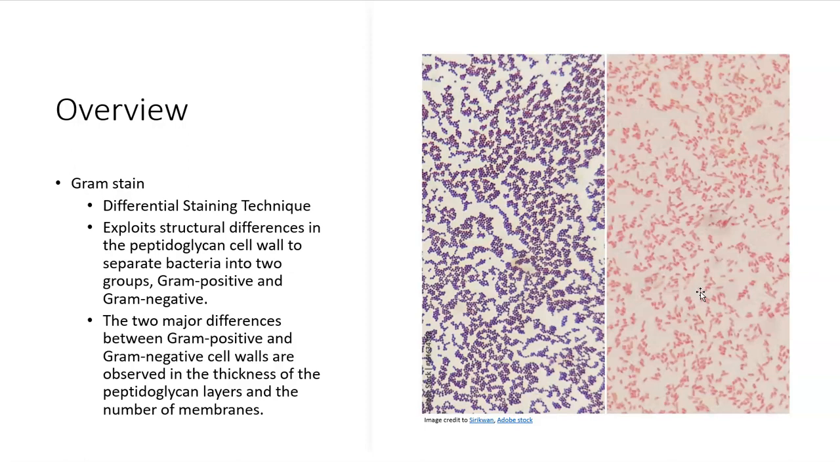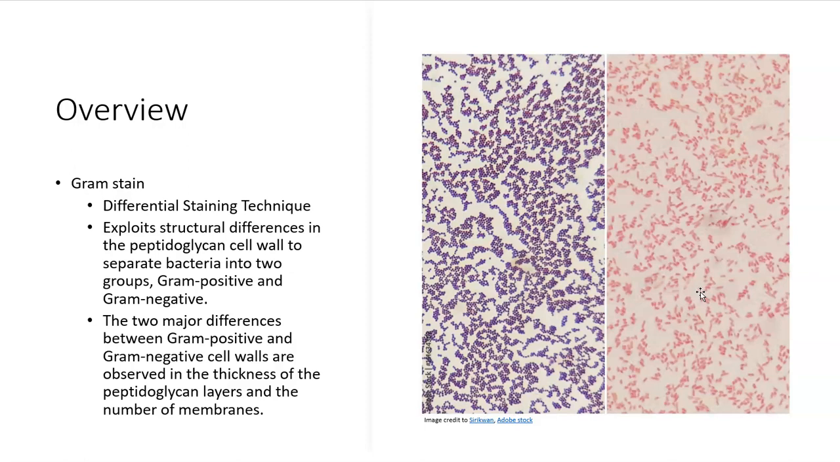So they have the inner cell membrane that surrounds the cytoplasm. Then they have the cell wall, which has a thin layer of peptidoglycan. And then they get this bonus third layer called an outer cell membrane that sits outside of the cell wall. Now obviously when we're doing a Gram stain, we are not going to see these individual layers, not with our microscopes anyway. You would need an electron microscope to see those.